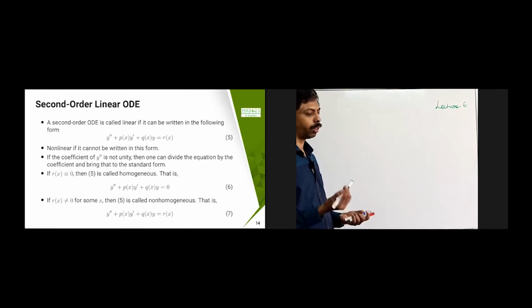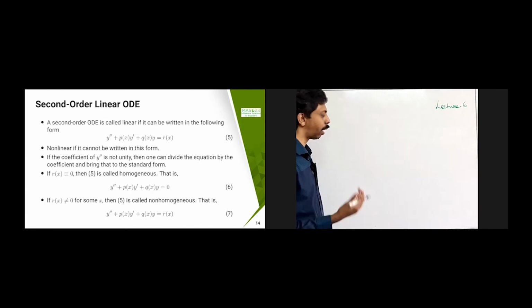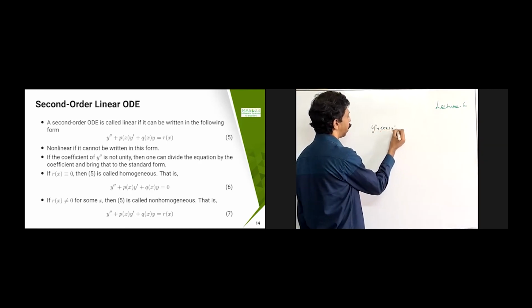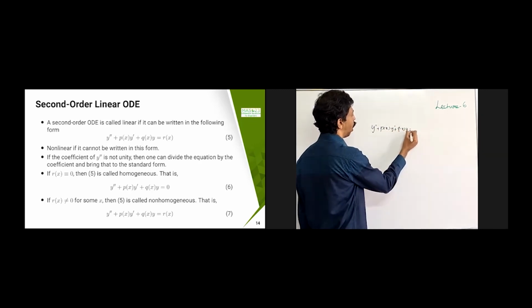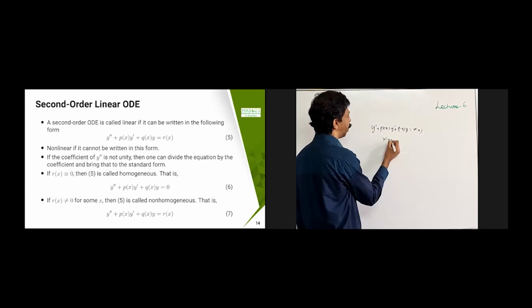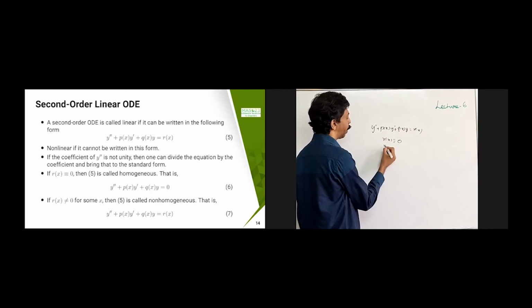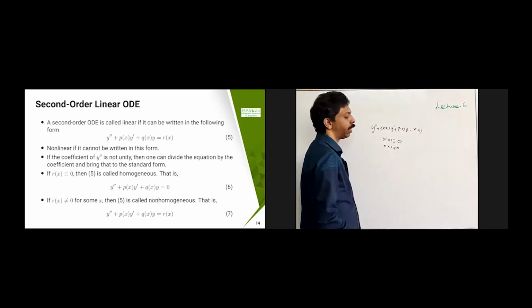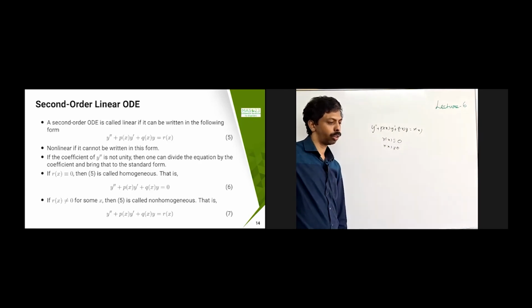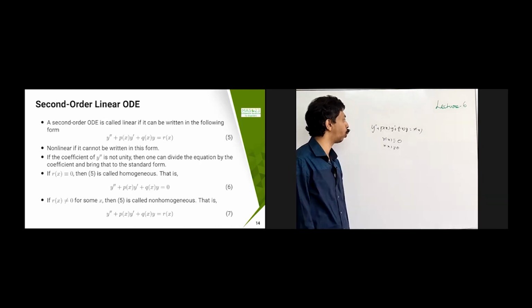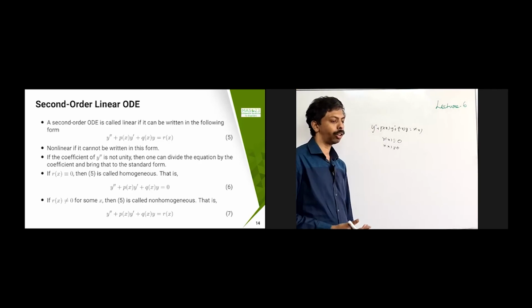In general, a second order ODE is called linear if it can be written in this form: y double dash plus p of x times y dash plus q of x times y equal to r of x. If r of x is identically 0, then we say this is a homogeneous ODE. If r of x is not equal to 0, then it is a non-homogeneous ODE. If it is not written in this form, then the ODE is called a second order nonlinear ODE. Here we are making the coefficient of y double dash unity. If it is not unity, then you have to divide.